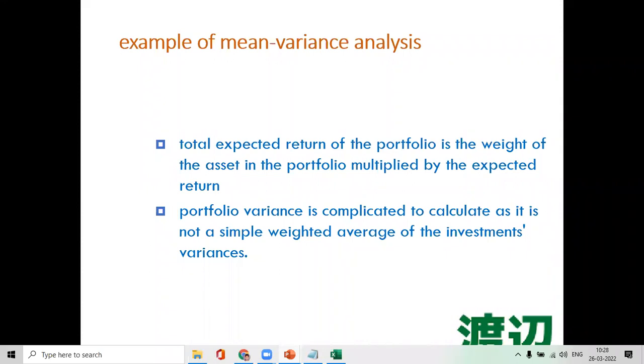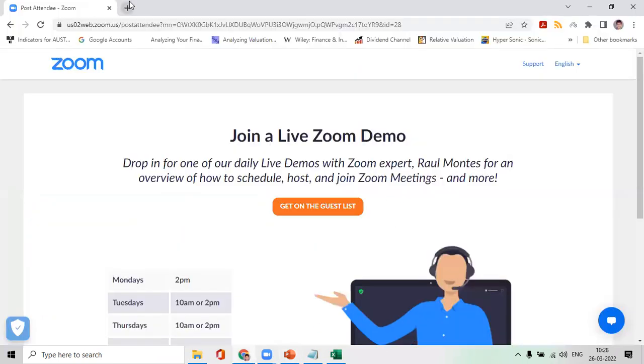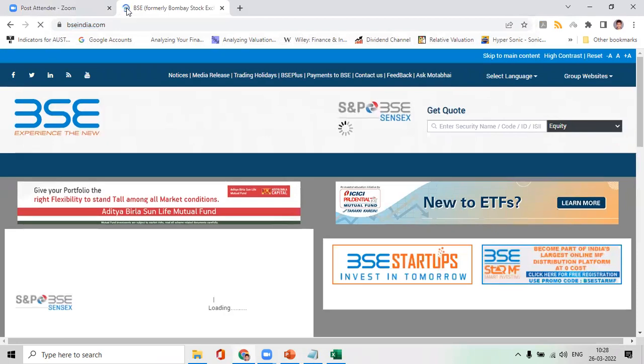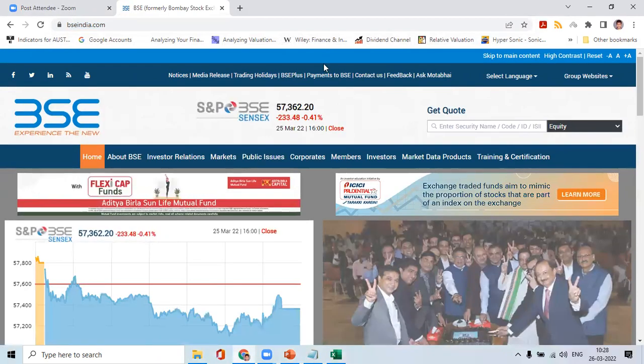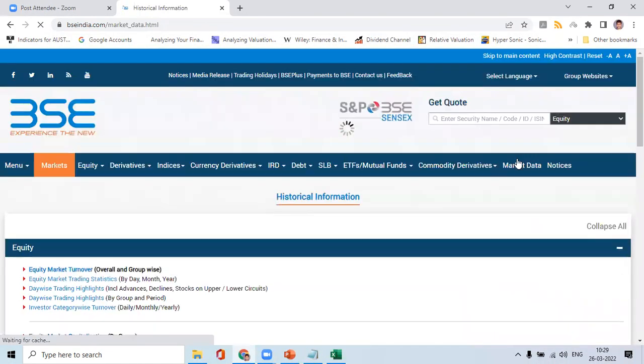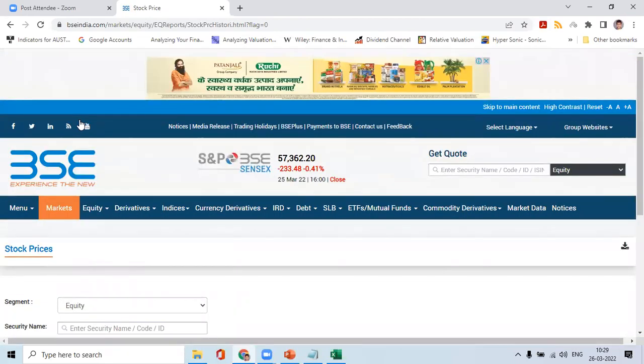Right. So what we would do is we will also do an example. So if you recall, our data source is this BSE India. Right, so BSE India, market data, historical stock prices. We would select to do this analysis. We'll select 2 ETFs.